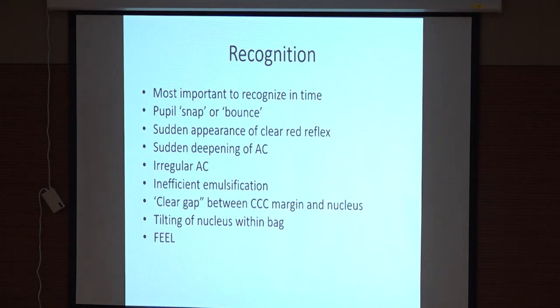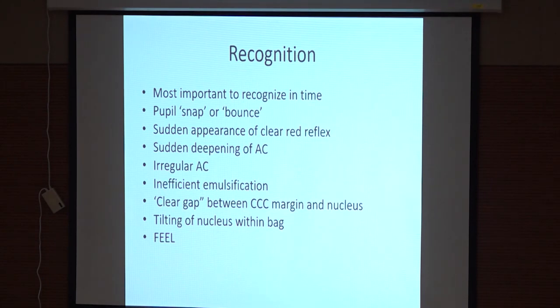One very important sign is the pupil snap or pump sign. The moment you have a PCTR and you have a vitreous loss there, the pupil tends to snap. It gets miosed and then again it gets dilated. So you need to look for or be aware of a pupil snap sign and a sudden appearance of a very clear red reflex. Sudden deepening of the anterior chamber. An anterior chamber which is of irregular depth. It is shallower in one part and deeper in the other.